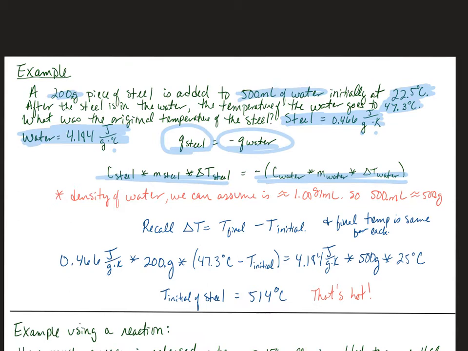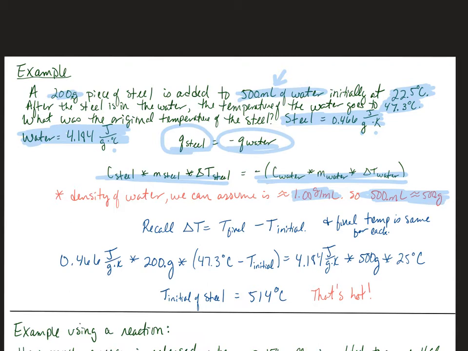Another thing that these types of problems often don't say, but they assume that you know, is that we're going to assume the density of water is 1 gram per milliliter. So if you're given a certain number of milliliters of water, you can go ahead and convert that to grams as long as you're not given a different density for whatever solution you have there.